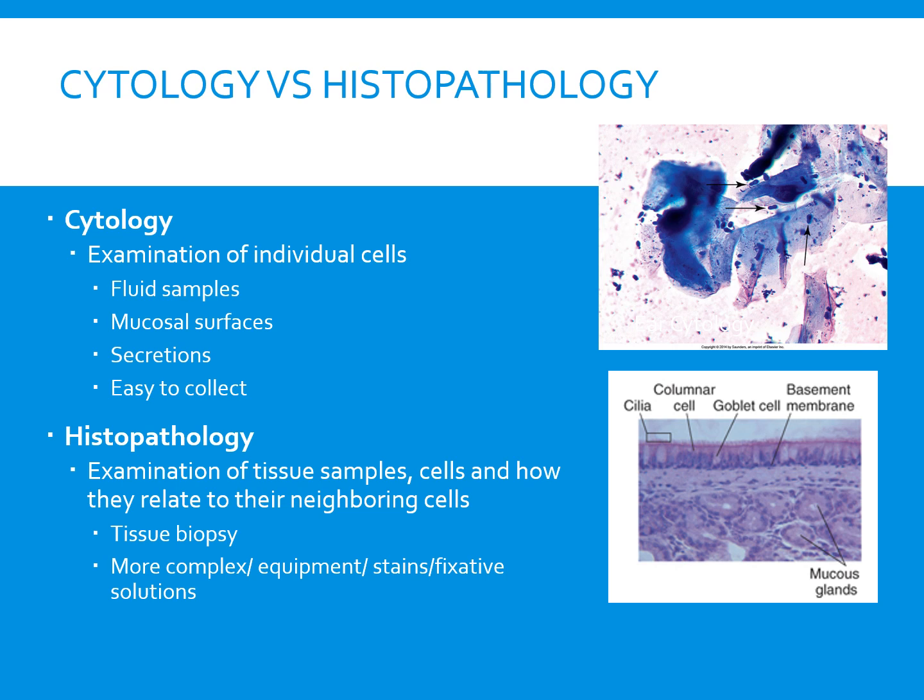to collect, and the patient usually needs to be anesthetized or at least given local anesthetic. These tissue samples examine the cells and how they relate to their neighboring cells within the tissue. These are more complex tests that use more complex equipment and stains and fixative solutions like formaldehyde.